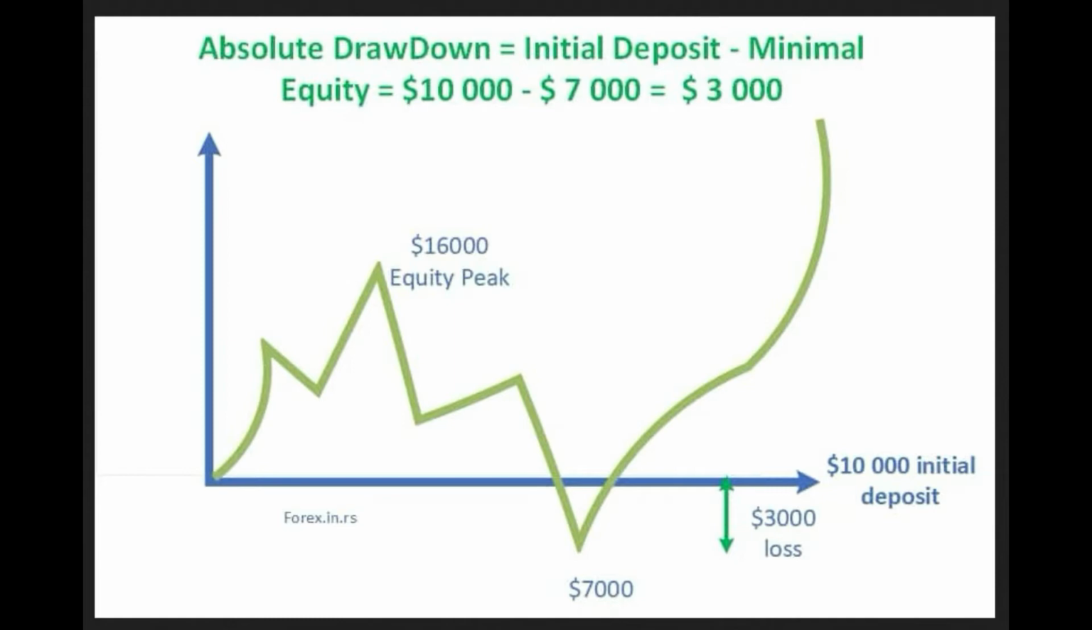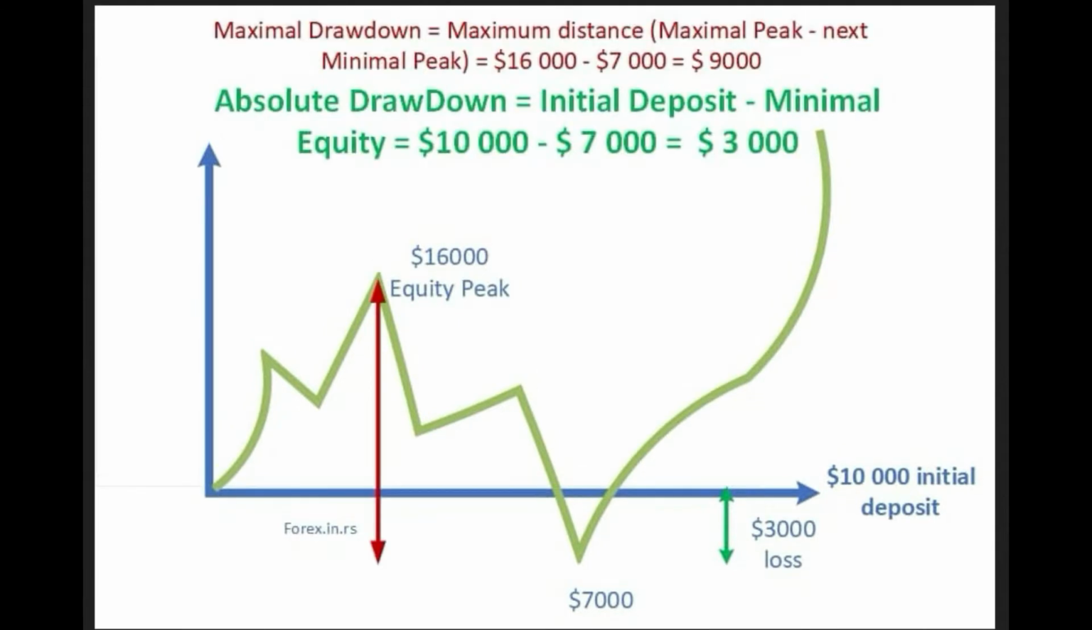Now we're talking about the most important drawdown in trading. It's the maximum drawdown. So what is the maximum drawdown? The definition is very easy. It's the drawdown between the highest high and the lowest low value of your portfolio. So in this example, you can see the red arrow. You had $16,000 at the most productive moment of your portfolio, and the worst result that you had was $7,000. So maximum drawdown is the value between $16,000 and $7,000, and it's $9,000. So this is the maximum drawdown.